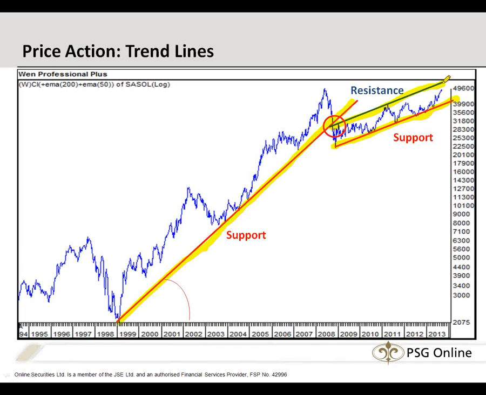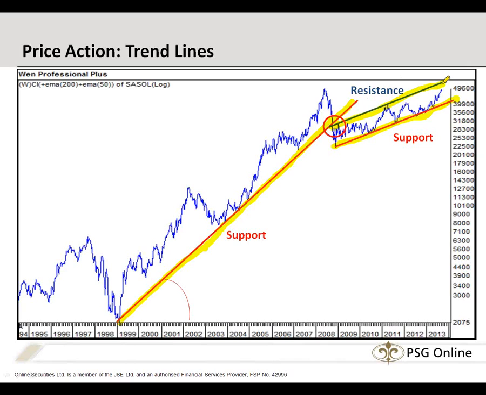Obviously the lower level is what we call a support trend line. It has been touched quite a few times because it's quite reliable. On the top side, it's only been touched twice. We're heading back towards hitting that resistance level. When we hit it, we can anticipate either it's going to break out, or it's going to test it and come back again, failing to break out above it.